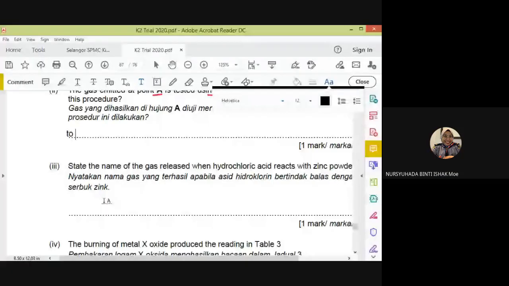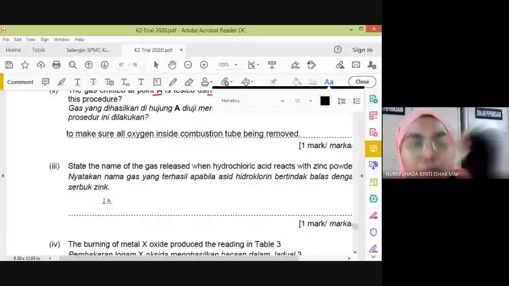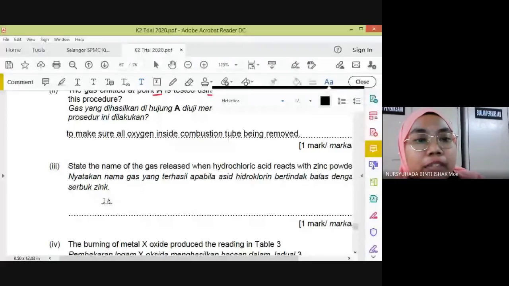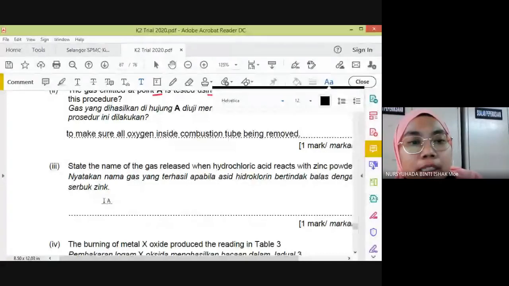Okay, to make sure all of you remove all the oxygen inside. Sebab apa macam ni? All the oxygen inside. Kenapa metal oxide? Kenapa kita kena remove all oxygen? Respon?